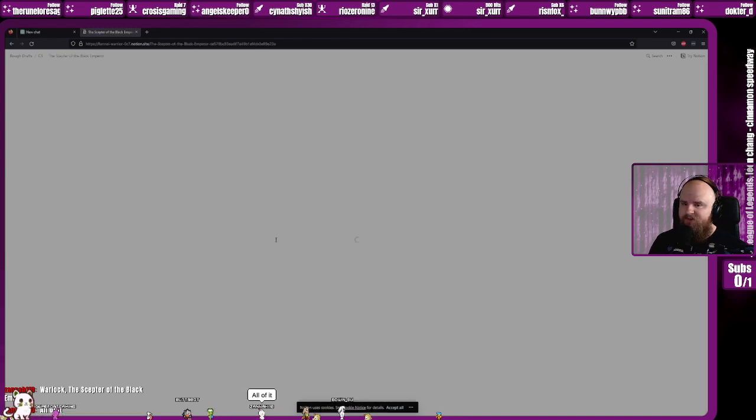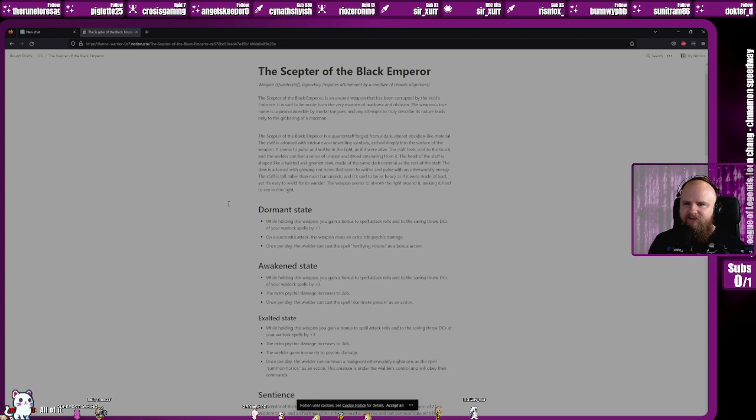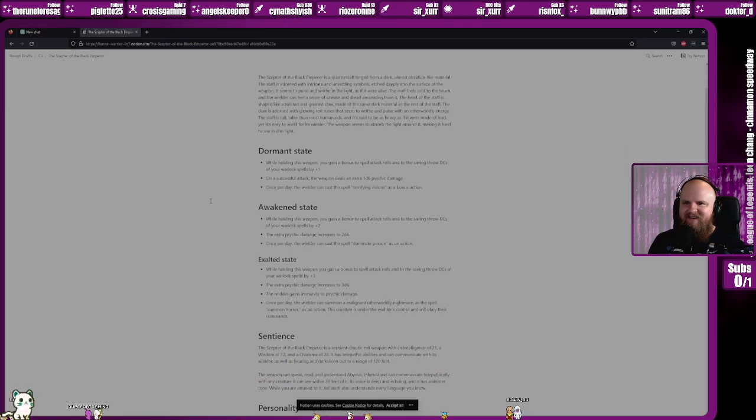Oh, interesting. Scepter of the Black Emperor, with your prompts, of course. Weapon, quarterstaff, legendary, requires attunement by a creature of chaotic alignment. The weapon's true name is unpronounceable. That's always good. Quarterstaff.